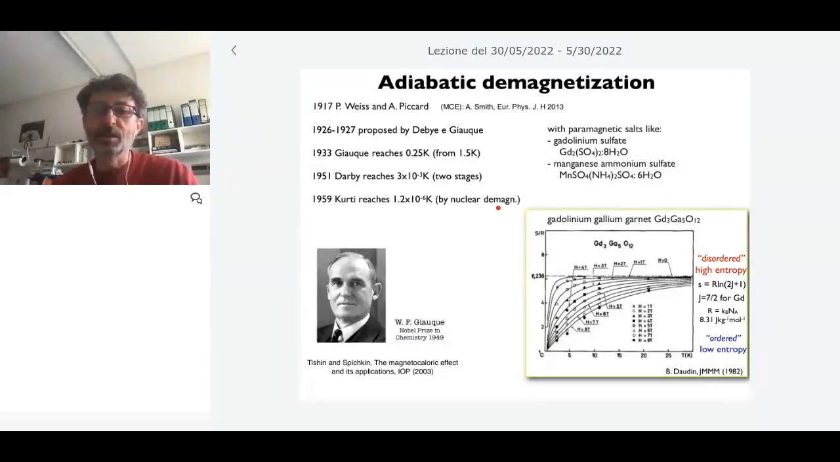So the record lowest temperatures, at the beginning, many years ago, were reached by this adiabatic demagnetization technique, using the magnetocaloric effect of special material designed to work at very, very low temperature. The point is that the spins of these salts do not become ferromagnetic, so they are not forced to interact. But then with the external field, you can make this transition between order and disorder and use their magnetocaloric effect to cool.